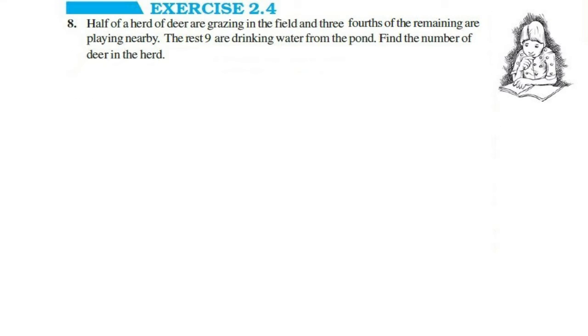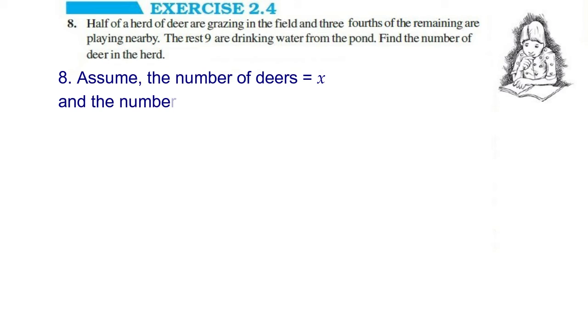The next problem is: half of a herd of deer are grazing in the field and 3/4 of the remaining are playing nearby. The rest, 9, are drinking water from the pond. Find the number of deer in the herd. First, we assume the total number of deer be x, and half of the herd of deer are grazing in the field. So deer grazing in the field is equal to x into half, means x by 2.